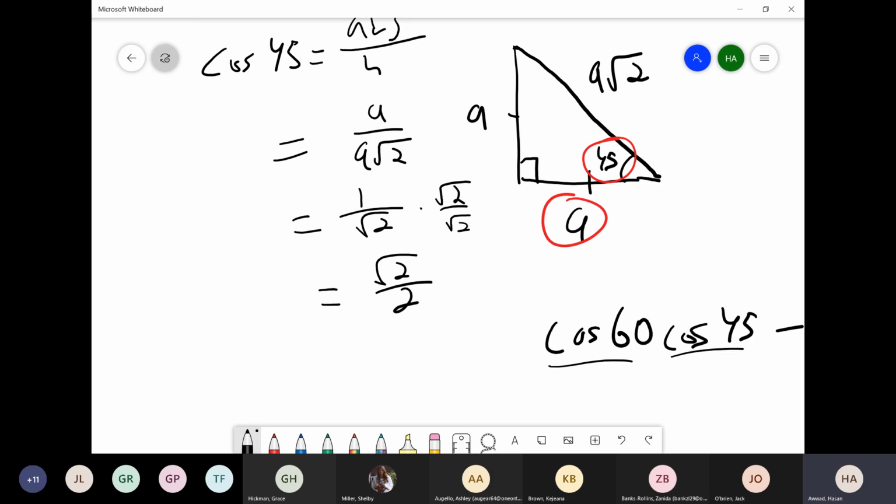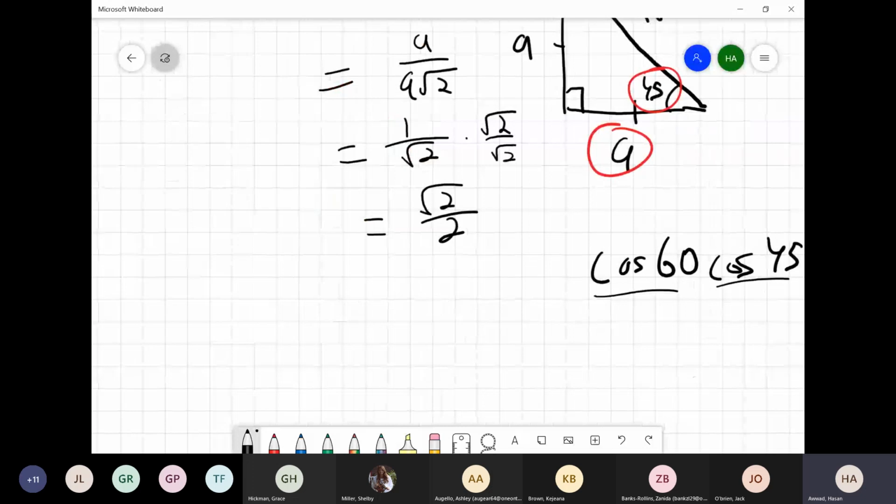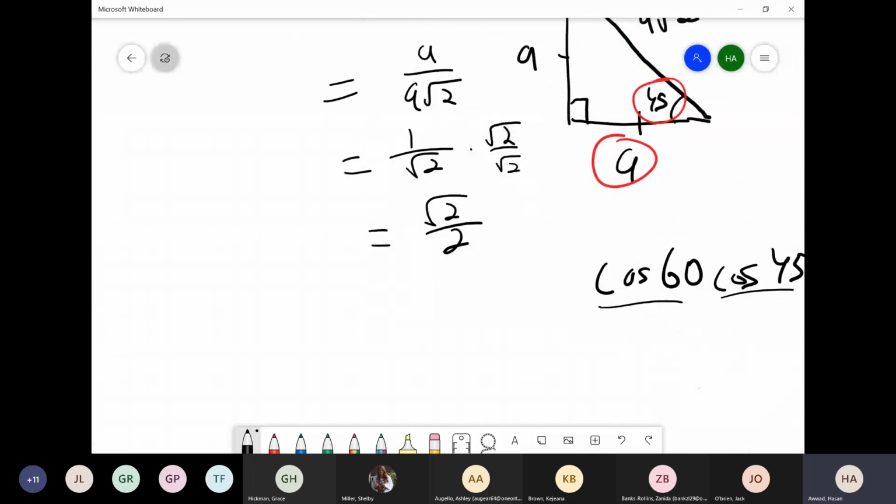Okay, good question. All right, so let's go ahead and now just establish the sine of 45 degrees. That's the only last piece we have to do. So sine of 45 degrees. Sine, as we just discussed, is supposed to be opposite over hypotenuse, right? So I'll just do this one.